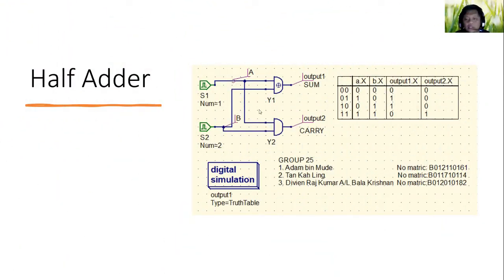A half adder is a combination of an XOR gate and an AND gate, and we must put labels on the circuit, like A and B, because we want to put numbers into the table. For example, I put 1 in S1 and 1 in S2, so output 1, the sum, becomes 0, and output 2, the carry, becomes 1 for the result.